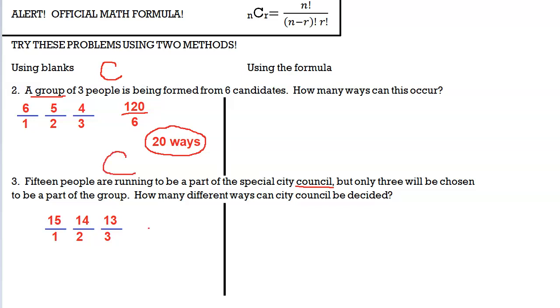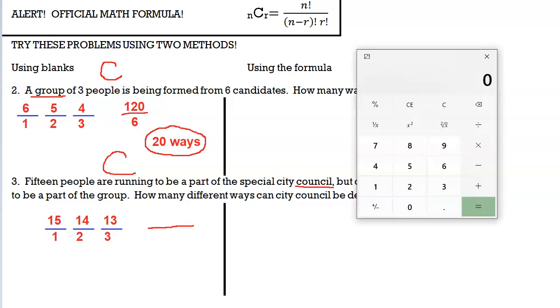All right, now, in this case, the numbers are going to get pretty big, so a calculator would probably not hurt. So you get 15 times 14 times 13 would be 2,730. But we are going to divide that number by 6 because, again, we are dividing out all the repeats. This is a combination, not a permutation, and you would end up getting 455 ways that you could make a city council.